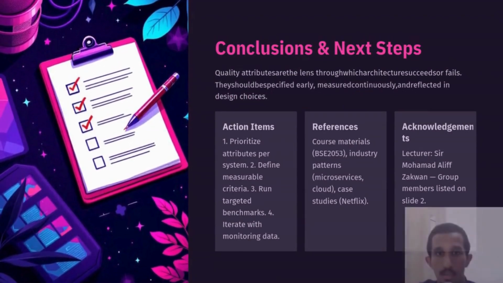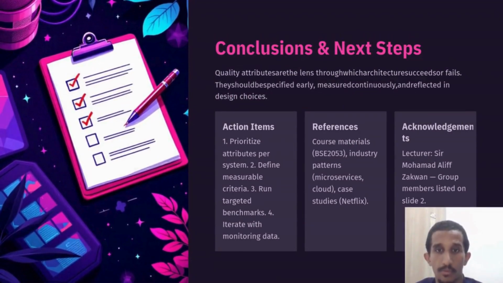To conclude, quality attributes determine whether a system succeeds or fails in real-world conditions. They must be identified early in the design phase, continuously measured, and aligned with architectural decisions. A good architecture is not only about functionality, but also about how well the system performs, scales, and remains secure.